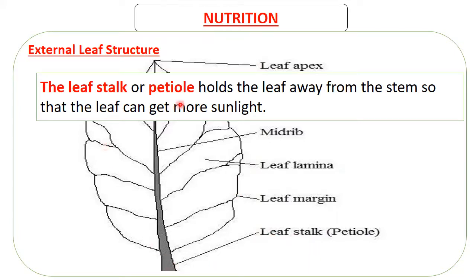So the leaf stalk or petiole holds the leaf away from the stem so that the leaf can get more sunlight. So this keeps the leaf away from the stem so that whenever there's sunlight, it can reach the leaf, not the shadows of the stem. So this is the function of the leaf stalk or the petiole.